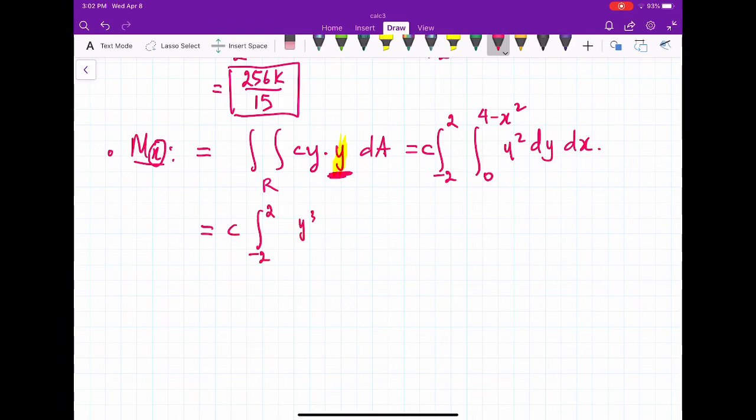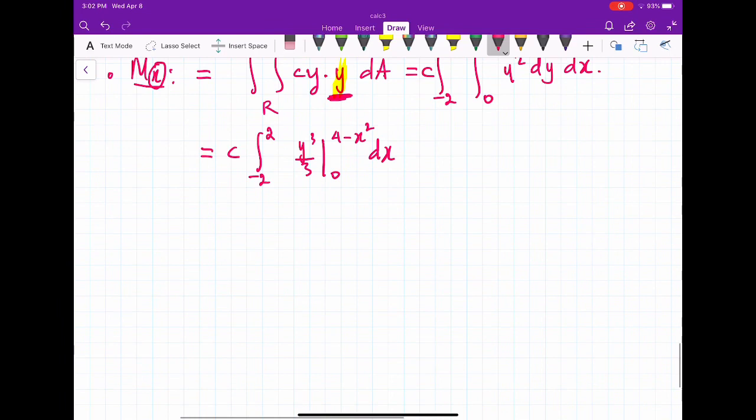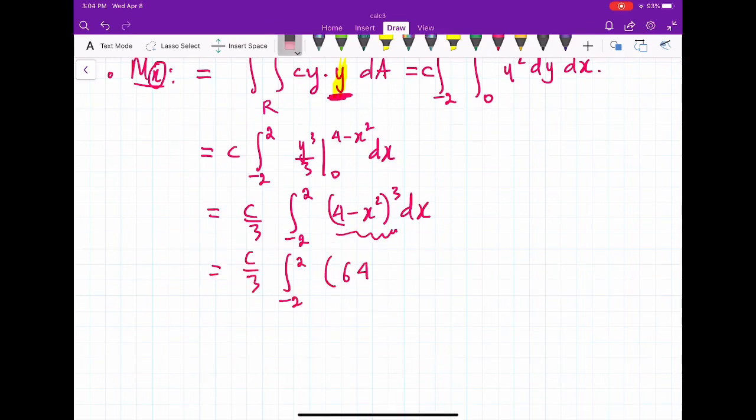Okay, so let's find this out, and then we have -2 to 2. We have y cubed over 3 evaluated from 0 to 4 minus x squared dx. Okay, and what's that? That is c over 3 times the integral from -2 to 2 of (4 minus x squared) cubed dx. So here we have to open parentheses right here. Okay, let me write it down.